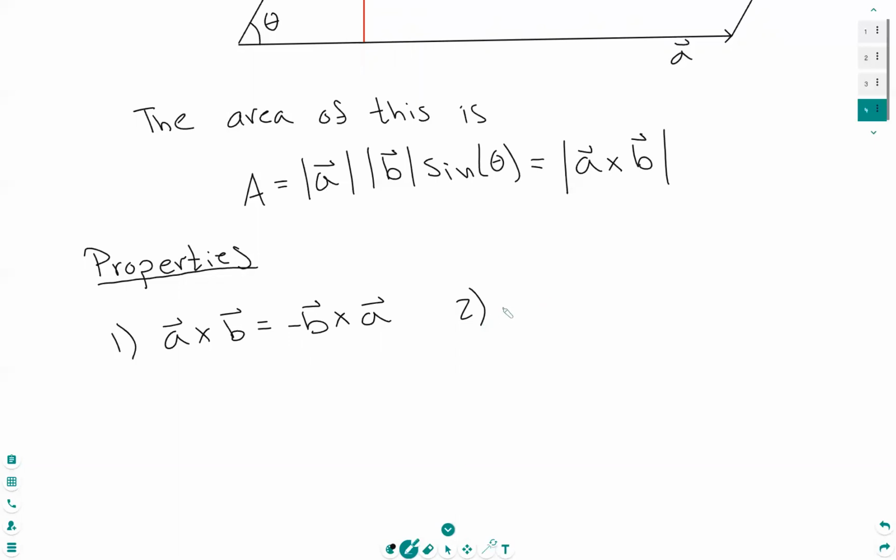Another property is if I have some scalar that we'll call D, and it's multiplied by some vector A, and now I cross this with the vector B, I can write this as D times A cross B, or I can write this as A crossed with D times the vector B. So scalars can flow in and out of our cross product.